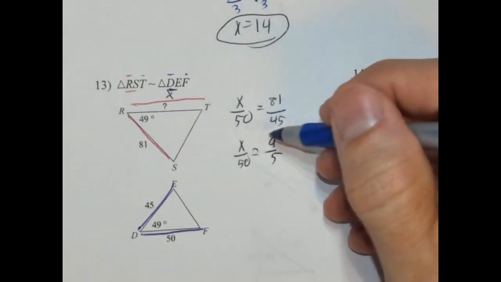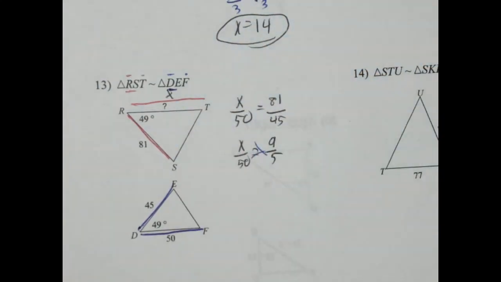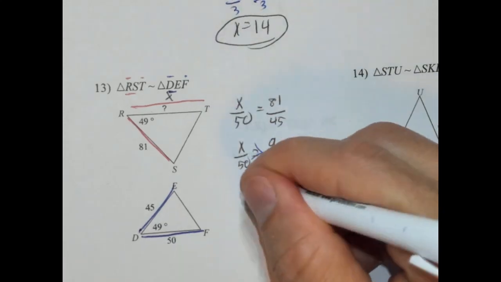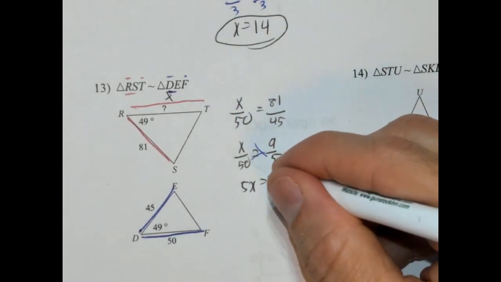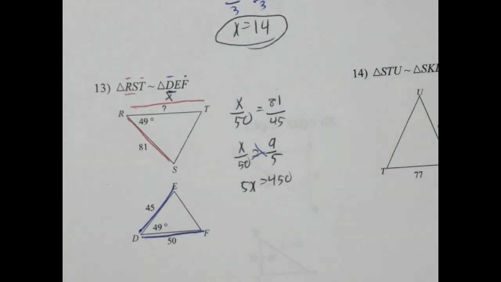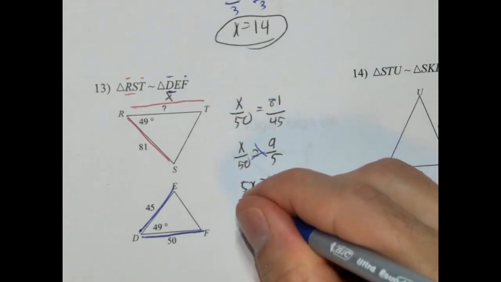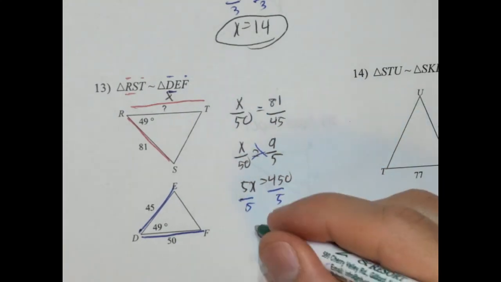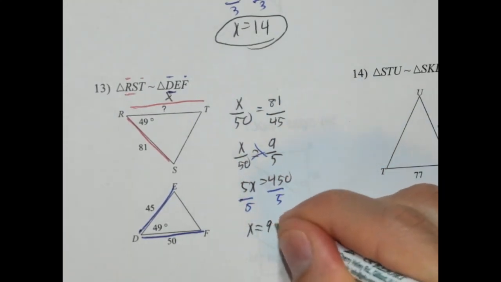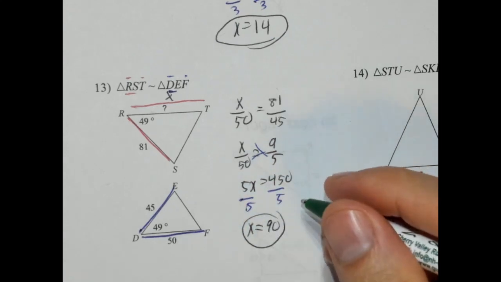And again, you don't need to do that. You can go right to cross multiplication, but I just like to do that. 5x equals 9 times 50 is going to be 450, I believe. Yeah, 450. Now we're going to divide by the coefficient, which is 5. And that should give us 90, I believe. Okay, awesome.